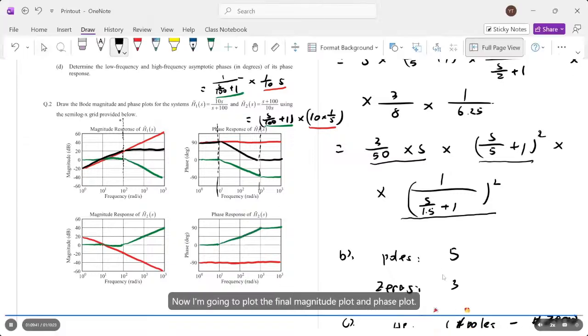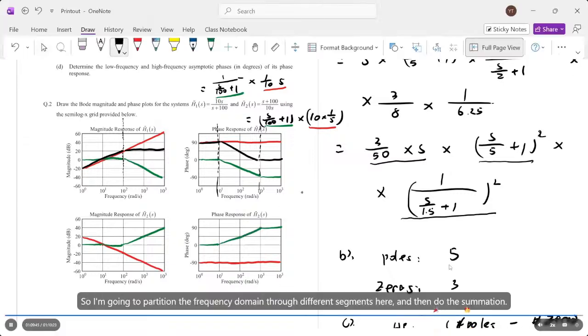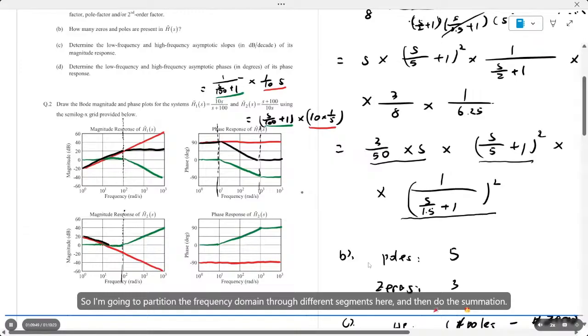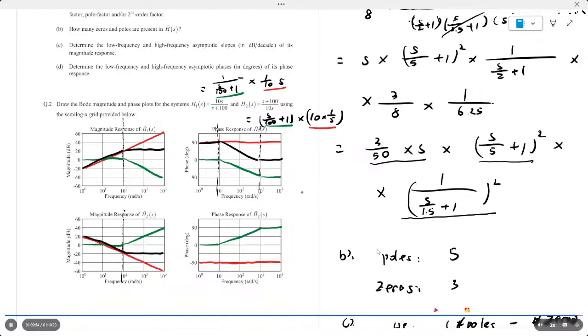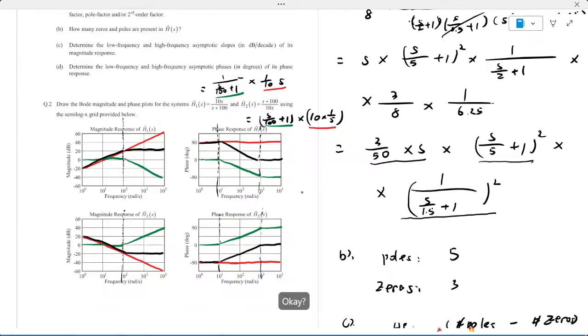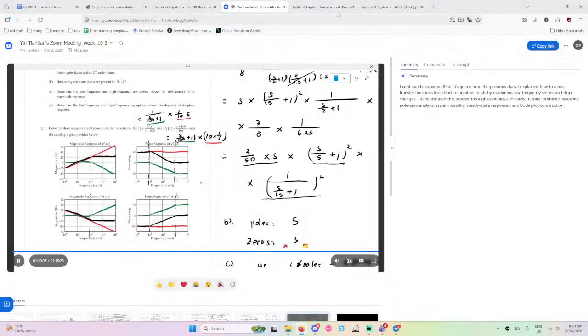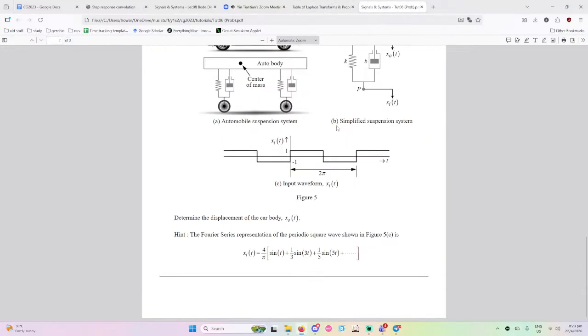Now I'm going to plot the final magnitude plot and phase plot. So I'm going to partition the frequency domain into different segments here, and then do the summation. So that's all for the first 2 questions of tutorial 7.